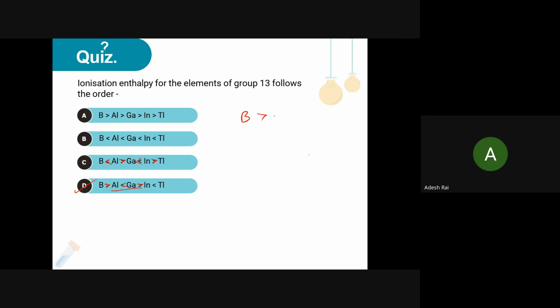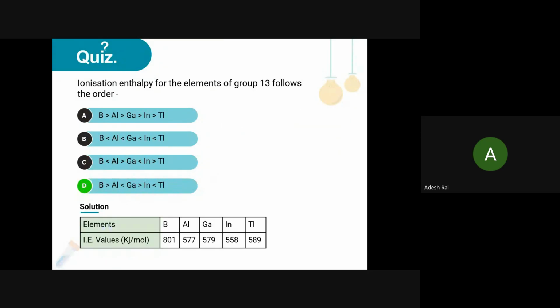The trend that we studied was boron, thallium, then gallium, then aluminium, and then indium. No, this is what we studied, right? So if you read, it should be like that only. Boron is the most, then after that thallium, then comes your gallium, then aluminium, and then indium. Are you able to read? So the correct option should be option D. D only. See, can you read this?